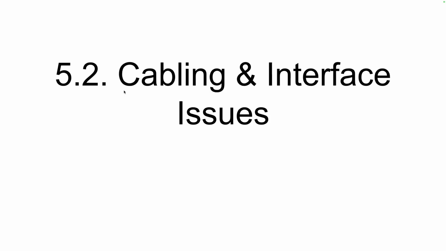So now we can actually move on to cabling and interface issues. Now we've covered the methodology of what we would do for troubleshooting. Now we're going to look at a specific type of troubleshooting, which is cabling and interface, and obviously we'll have other types of troubleshooting that we will be doing as well. This one is going to have to do with cabling and interface issues.